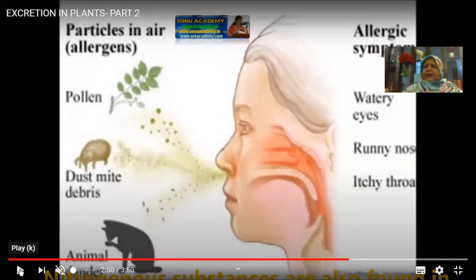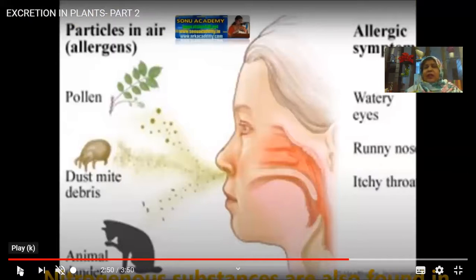I think you have already learned it in your lower classes. When we study the reproductive systems in the plant, you come across a powdery substance called pollen. Inside flowers, if you remove the anthers, some yellowish powdery substance comes out, that's called pollen. And generally people suffer from pollen allergies during the spring season.